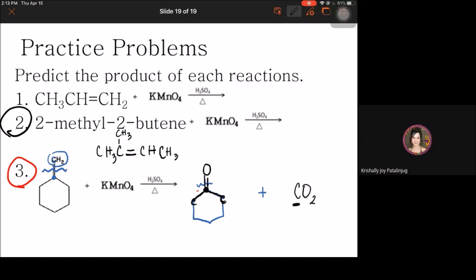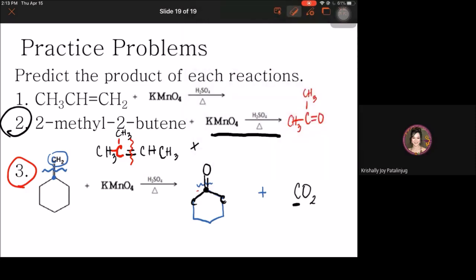Okay, so I will continue here. Add potassium permanganate. I will predict the product. Just cleave it. Then determine this carbon: what is attached to it? CH3, another CH3. These are R groups. So that part becomes a ketone, with CH3 and CH3.